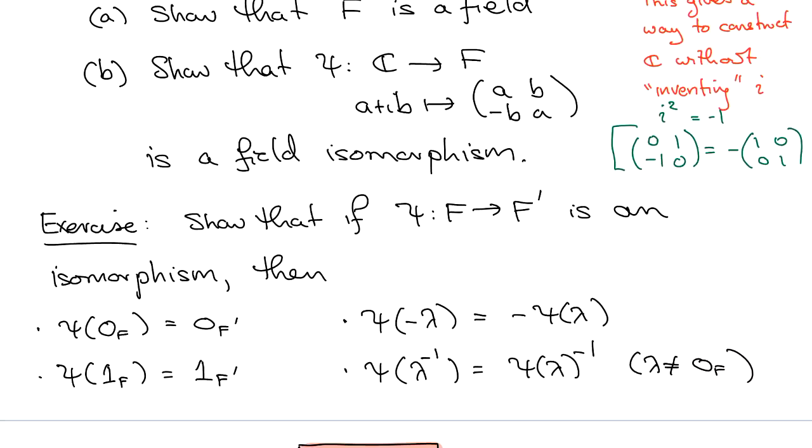Just a little exercise here. Homomorphisms, because they preserve the structure, and this exercise is almost a tautology, they map the 0 over here to the 0 over here, the 1 to the 1, the additive inverse of lambda goes to the additive inverse of psi of lambda, and similarly with inverses. Okay? So again, just prove it from the definition of what an isomorphism is.